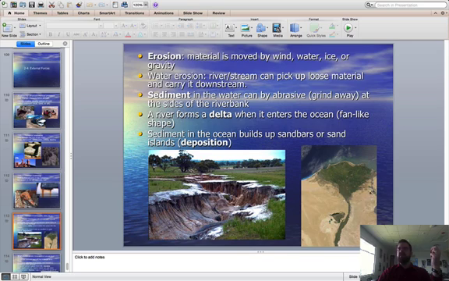And of course, the delta is where the river fans out as it gets close to exiting into the ocean. So here the Nile fans out in many different directions. And this is what allowed people in Egypt to even live there, the fact that there was a delta. And then, of course, deposition is when that sediment is collected in different areas. That's deposition.